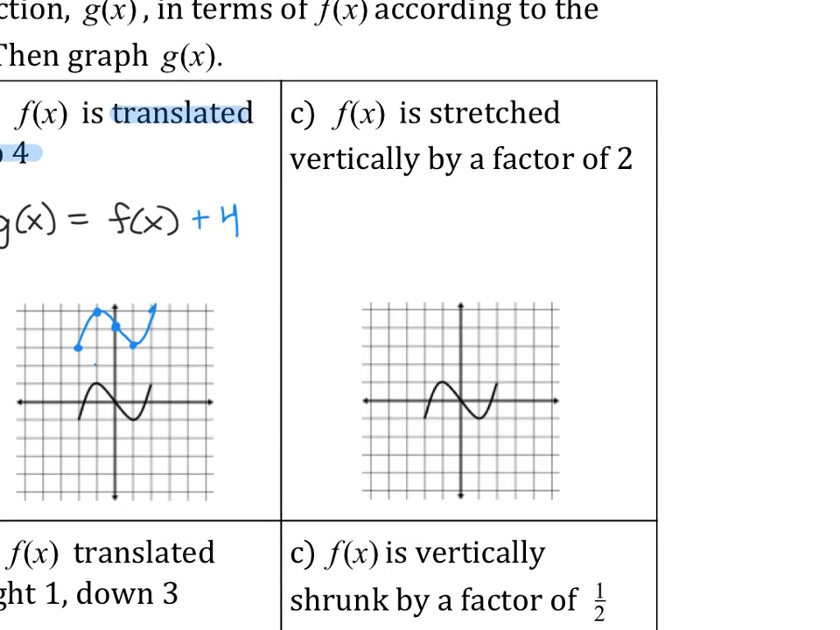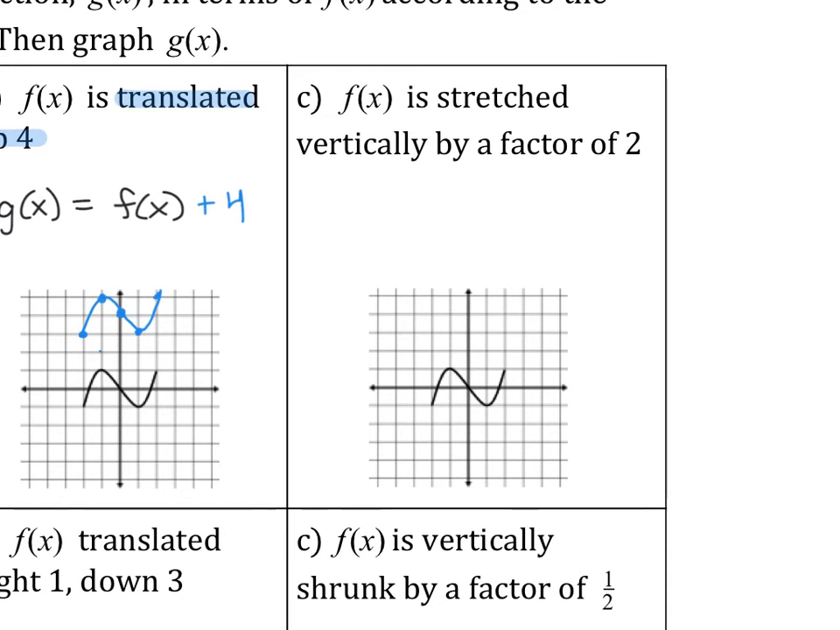Okay, let's move on to example C. So here, f of x is stretched vertically by a factor of 2. So remember, whenever we see stretch or shrink, we're going to be multiplying. And since it's vertical, we want to multiply f of x. We want to make sure it is not grouped with x. So we're going to multiply by 2. So we say g of x equals 2 times f of x. So we've multiplied our y value by 2, stretching it vertically.